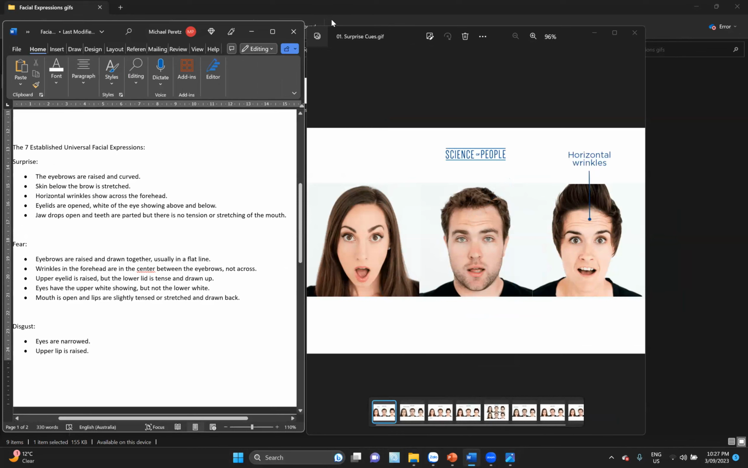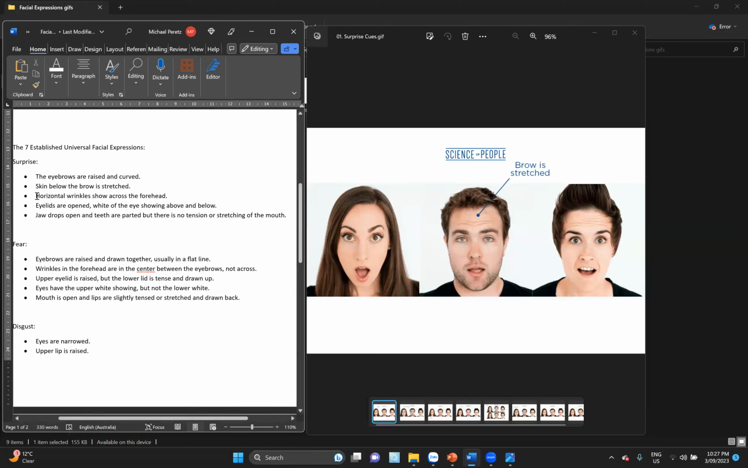So for surprise, first of all, the eyebrows will be raised and curved. So you see here amongst all of these facial models, the eyebrows are slightly raised and curved to a different degree or another amongst them all. We'll notice that the skin below the brow, just below the forehead here, gets a little bit stretched out. We're not talking about the wrinkles just yet.